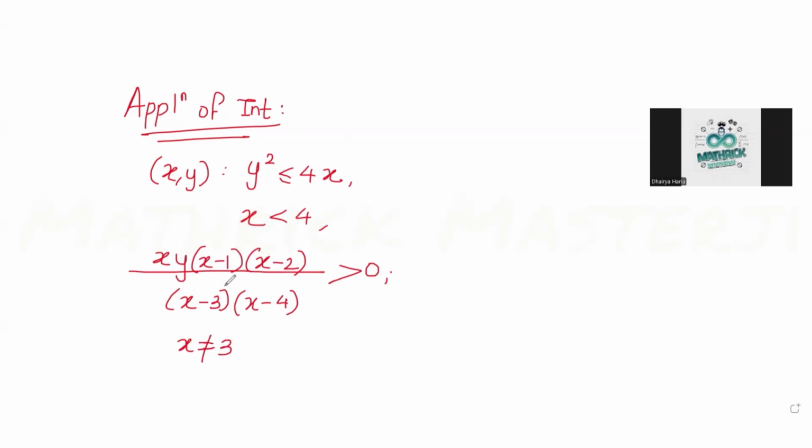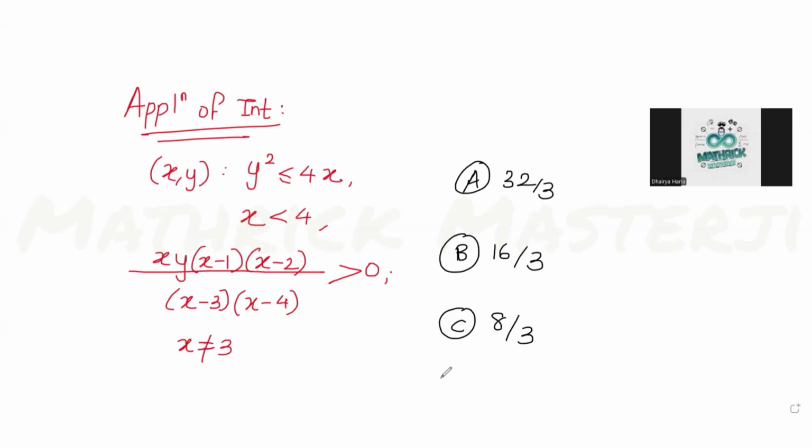The answer choices given for this question are 32 over 3, 16 over 3, 8 over 3, and 64 over 3. We need to figure out which one is the correct answer for the area of the region asked here. Let's try to solve this question and understand how to solve it.